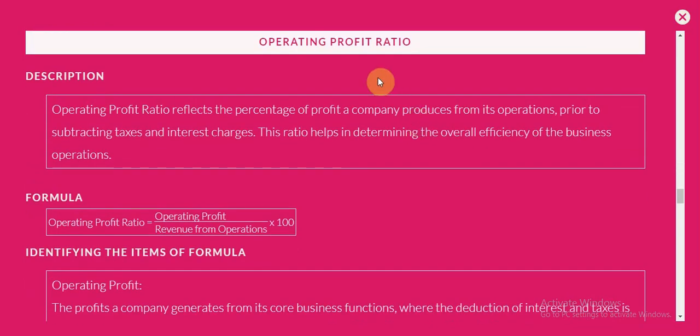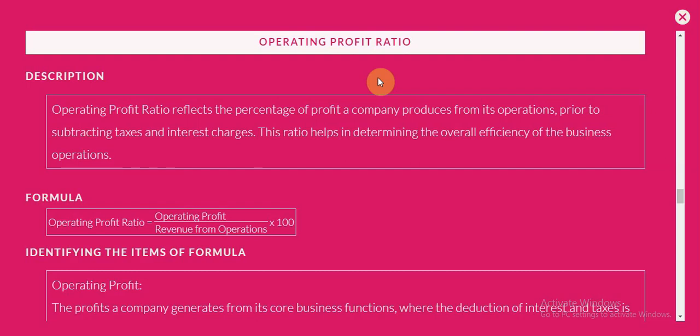So friends, what is operating profit? You already know about gross profit and you already know about net profit. But what is this operating profit? See, operating profit is a profit that's in between gross profit and net profit.